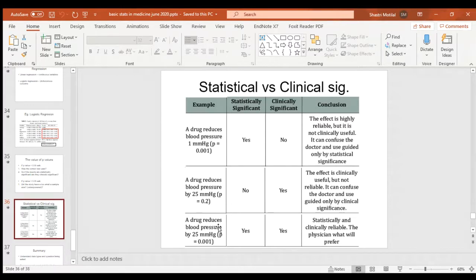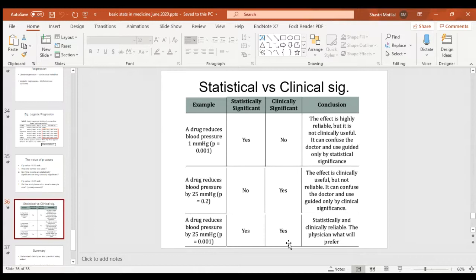Look at the third example. A drug reduces blood pressure by 25 millimeters of mercury and the p-value is 0.001. Is it statistically significant? Yes. Is it clinically significant? I would also say yes. And I would say I would pick this drug over the drugs in the other two scenarios any day, because not only is it statistically significant, it's also clinically significant.